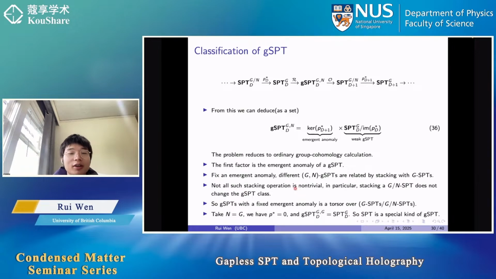So okay, here is an interesting thing. If you take N to be G, so everything is gapped, then if N is G, this is 0. So then all the pullback maps are 0. If the pullback map is 0, this is trivial and this is immediately trivial. So the G-G Gapless SPT is just the same thing as gSPT. So you can say SPT is a special kind of Gapless SPT, at least in terms of the classification.